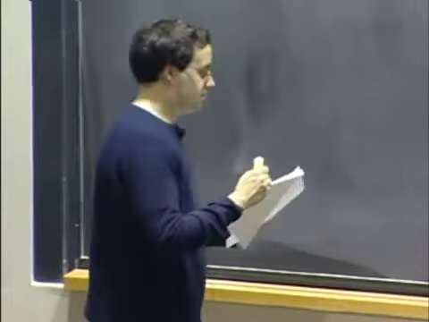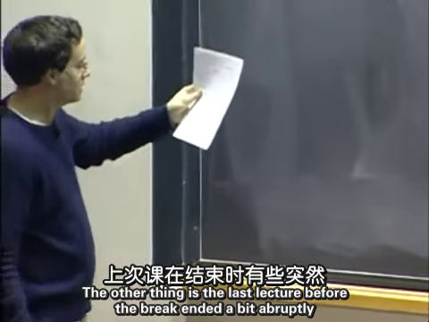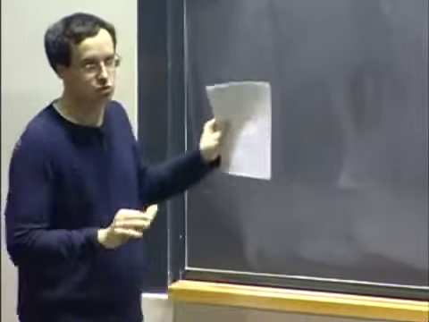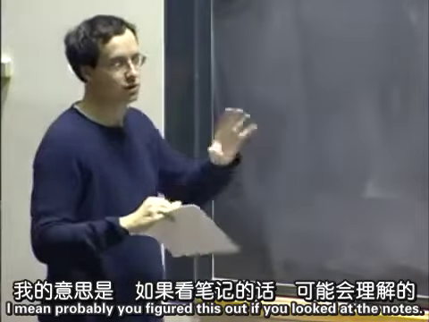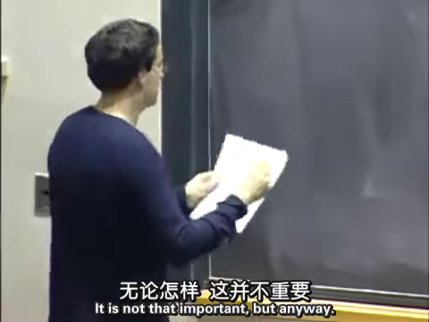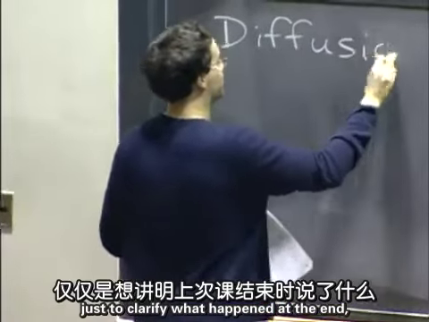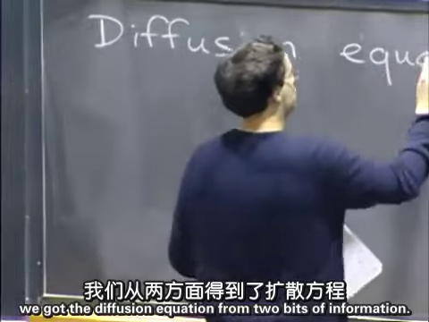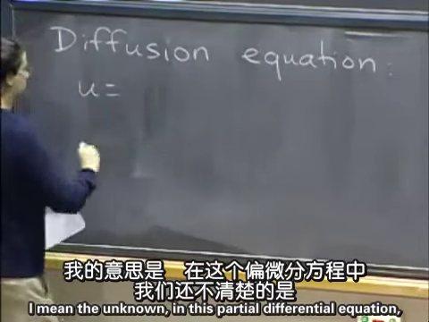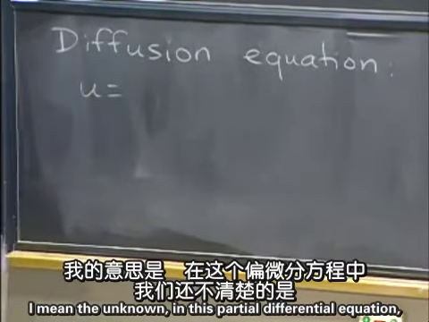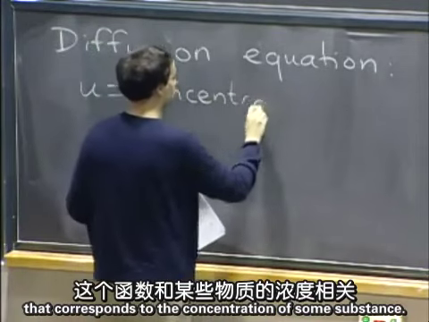Okay. The other thing is, the last lecture before the break ended a bit abruptly because I ran out of time. So just to summarize what the main point was, probably you figured this out if you look at the notes. It's not that important, but just to clarify what happened at the end, we got the diffusion equation from two bits of information. So the unknown in this partial differential equation is a function that we call u that corresponds to the concentration of some substance.